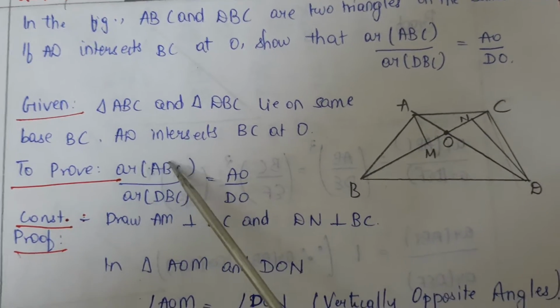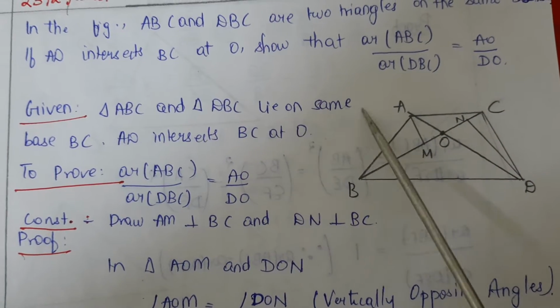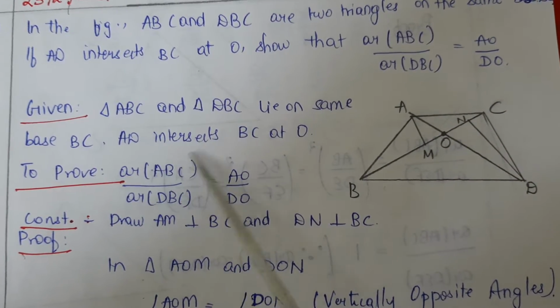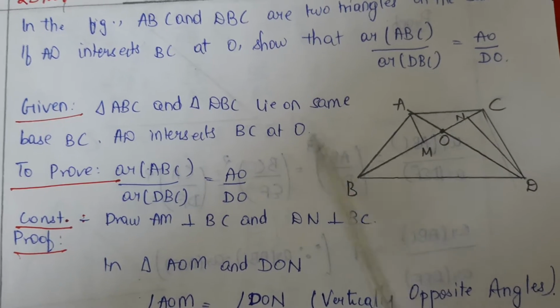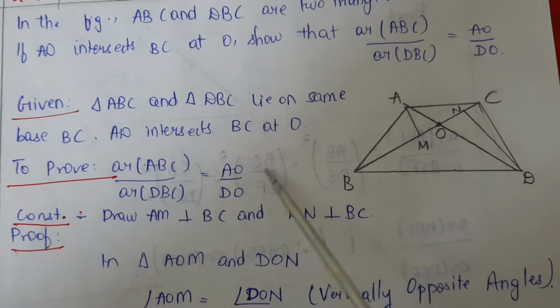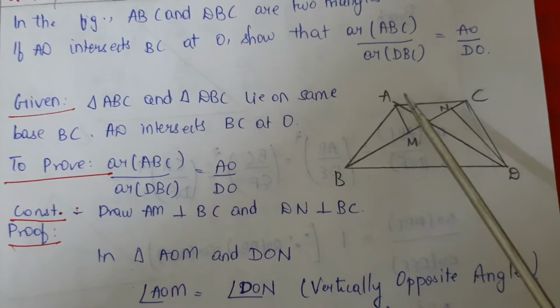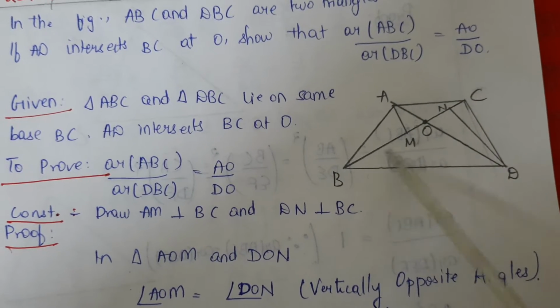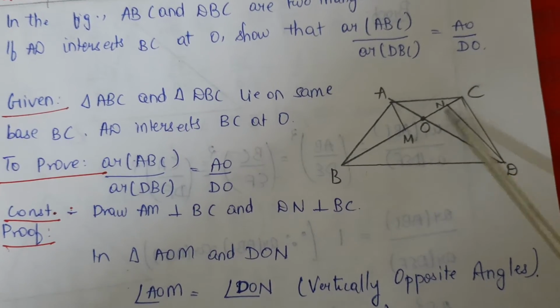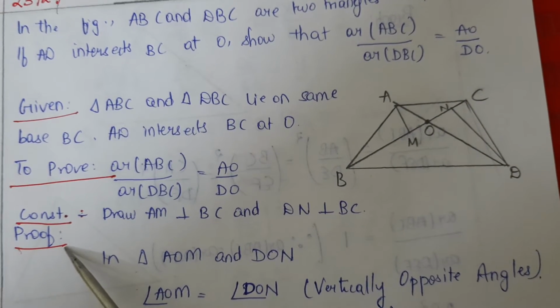Let us write what is given in the question. Given triangle ABC and triangle DBC lie on the same base BC, AD intersects BC at O. To prove area of ABC by area of DBC is equal to AO by DO. For this we are going to construct. The construction is we are drawing AM perpendicular to BC and DN perpendicular to BC. So now let us go to the proof.